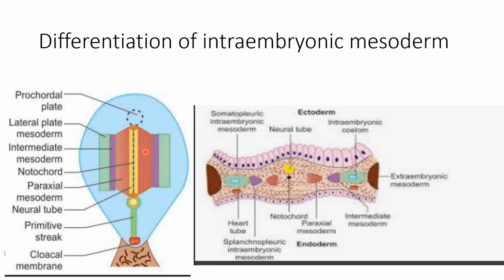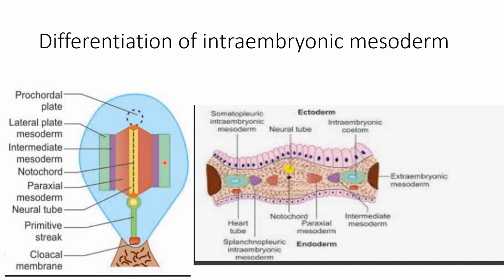Now adjacent to it, the intraembryonic mesoderm forms paraaxial mesoderm. So this is the paraaxial mesoderm extending from primitive streak cephalically up to the prochordal plate. This paraaxial mesoderm will later give rise to somites, and the next is the intermediate mesoderm. It is in the form of a longitudinal groove, again extending from primitive streak to the prochordal plate. And this intermediate mesoderm will give rise to the kidneys and the sex glands or the gonads. The upper part is segmented and the lower part is unsegmented. So this is the intermediate mesoderm.